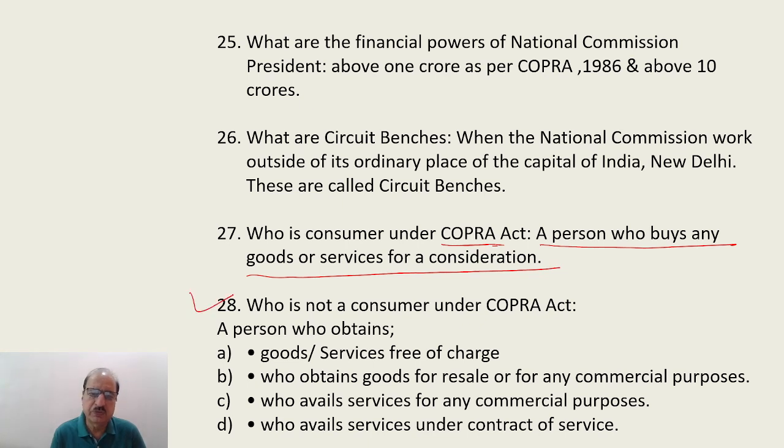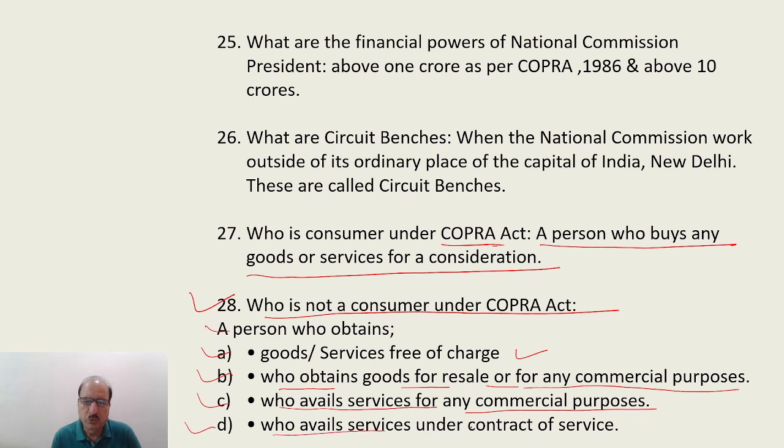Question number 28. Who is not a consumer under the COPRA Act? A, a person who obtains goods and services free of charge. B, who obtains goods for resale or for any commercial purposes. C, who avails services for any commercial purpose. And D, who avails services under contract of service.